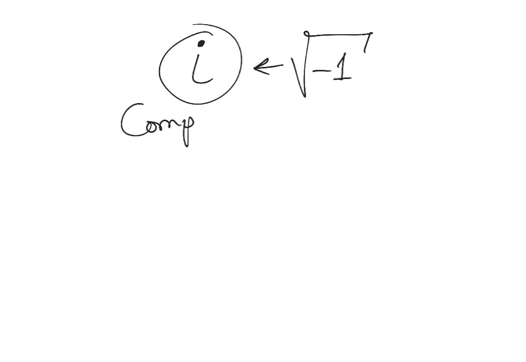In dealing with complex numbers, it's important to note that it all begins here, where you have the square root of -1. The square root of -1, we say, is equal to i, right? So let's talk about complex numbers.